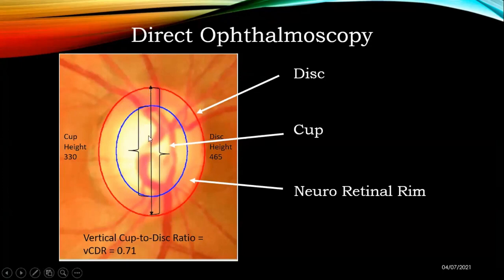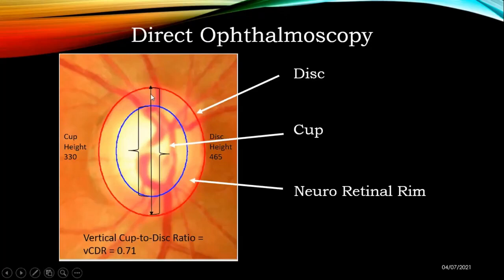So this red circle shows the entire area of the disc, and you can assess the vertical diameter, a rough assessment. And this blue circle covers the cup, which consists of neuroglial tissue, the supportive tissue within the optic nerve head. Between the red and the blue circle is the neuroretinal rim, which consists of axons of the retinal ganglion cells, which is the true neuronal tissue of the optic nerve. So what is important is the amount of true neuronal tissue, the neuroretinal rim, within this optic disc.